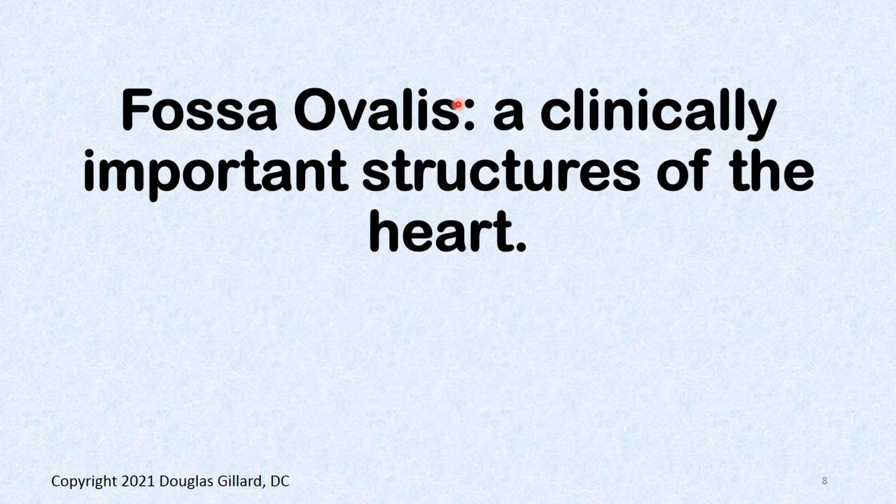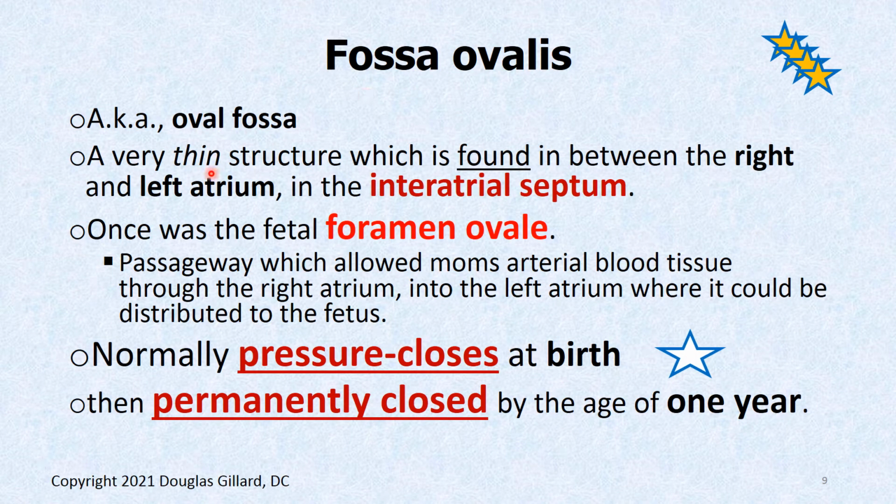All right, so that fossa ovalis is really clinically important. It's a very thin structure. If you remember it in Gross 2 lab, if you played with it, it's super thin. If you put a light in the left atrium, you can see the light from the right atrium. It's formed by, as I said, what was once the foramen ovale in the fetal heart. It's located in the interatrial septum, and normally is pressure closed at birth, and we'll expand on that.